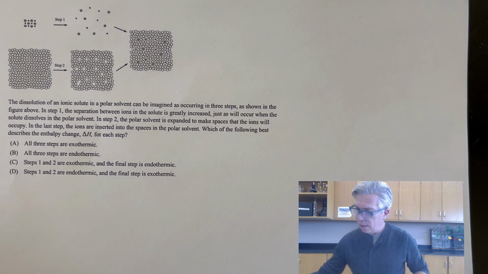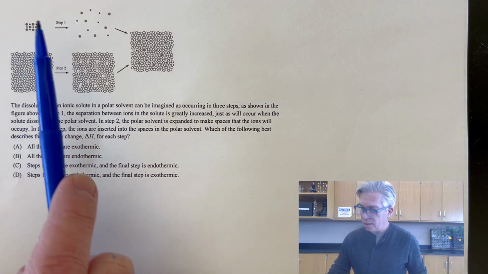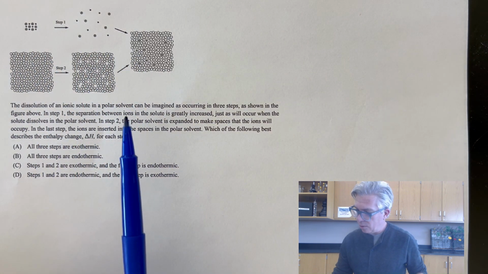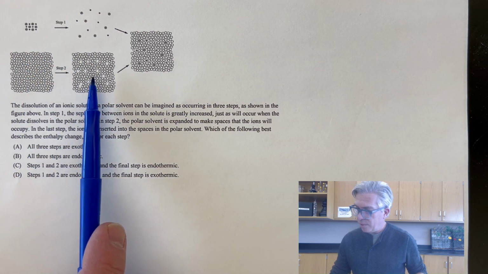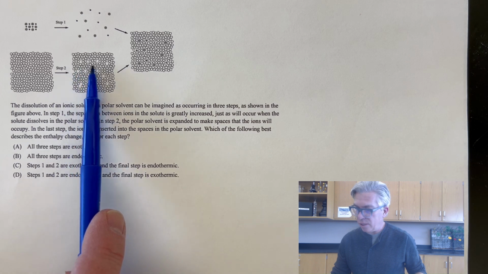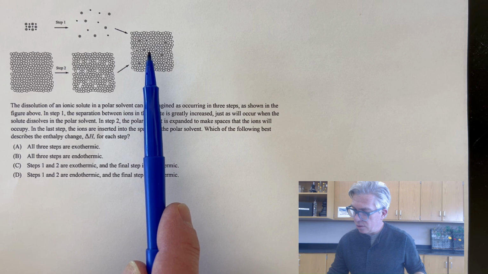Ooh, I like this question. This one gives a particle diagram of a solute dissolving in a polar solvent. So we have the solute breaking apart, the solvent also separating from each other to leave these little pockets, and then the final solution is over here.